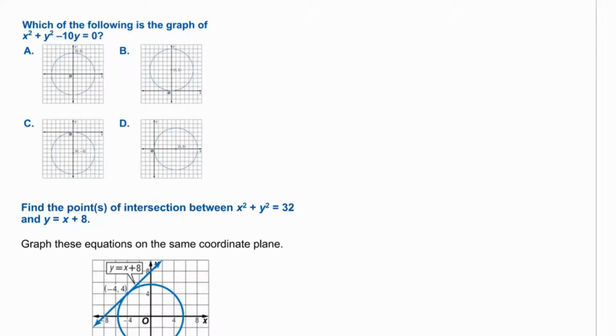The next problem asks us which of the following is the graph of x squared plus y squared minus 10y equals 0. There's only one term that has x in it, so that's x squared. There are two terms with y in it, so I'm going to isolate those and have to complete the square on the y value equals 0.